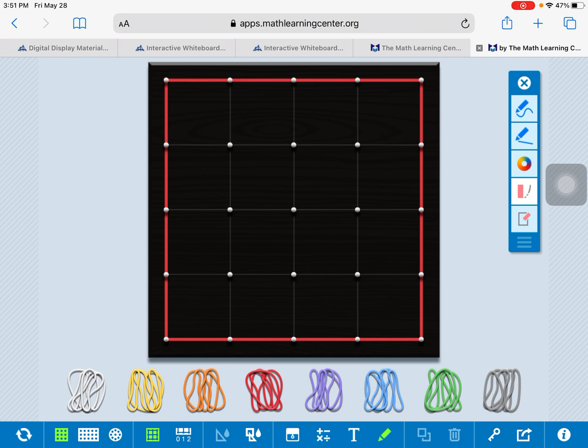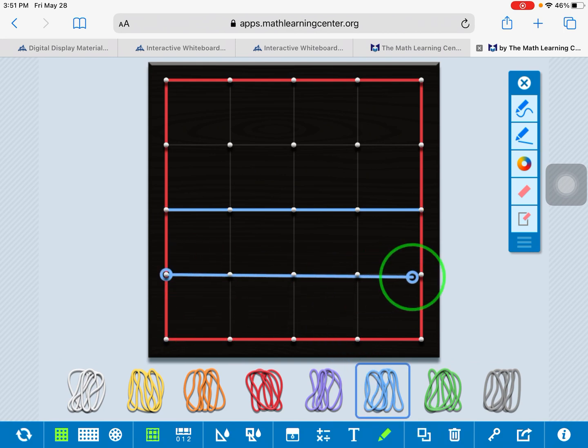So if you're following along at home, and you have this app or a Geoboard, I'd like for you to make your Geoboard look like mine. So I'm going to take some rubber bands and I'm going to put my first one across like this to make it half, kind of like we did yesterday. But today I'm going to add another one, and I'm going to add it here and move it across. And then I'm going to take a third rubber band and move it here, and a fourth rubber band and move it here.